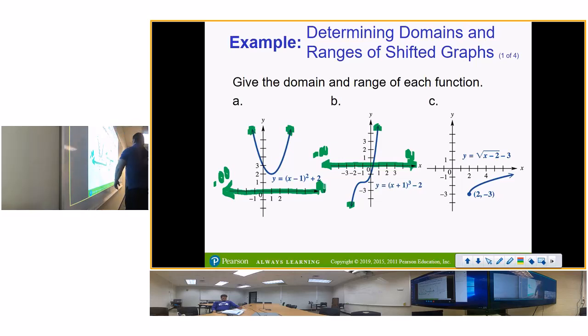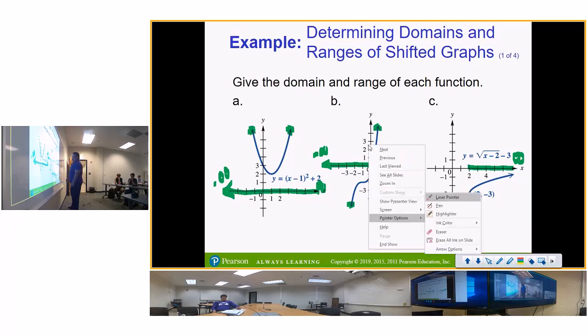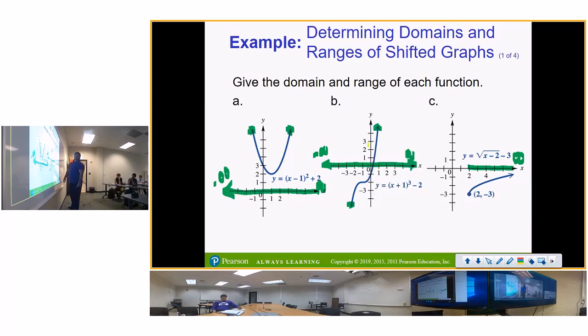What is this? This is a radical. A radical, the domain is affected. The domain is only from 2 to what? Okay, now let's talk about the range. Dang old yellow.